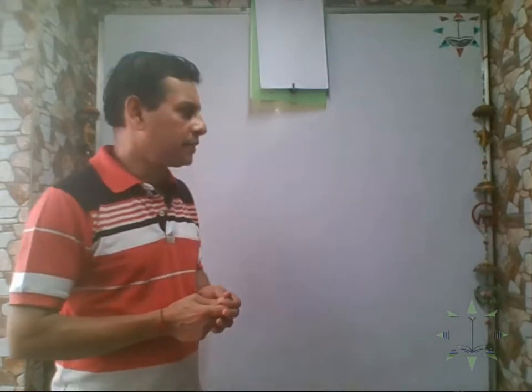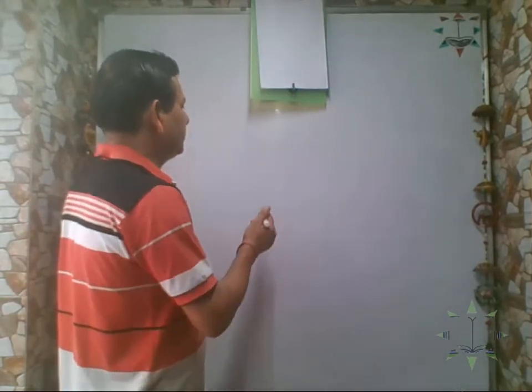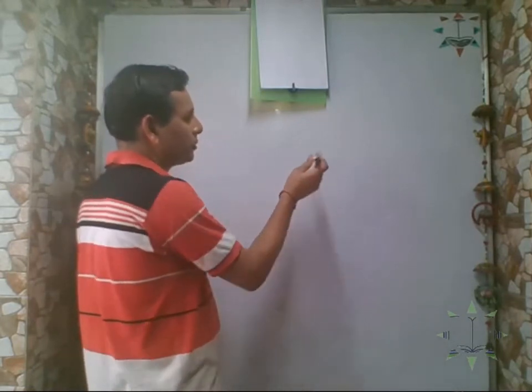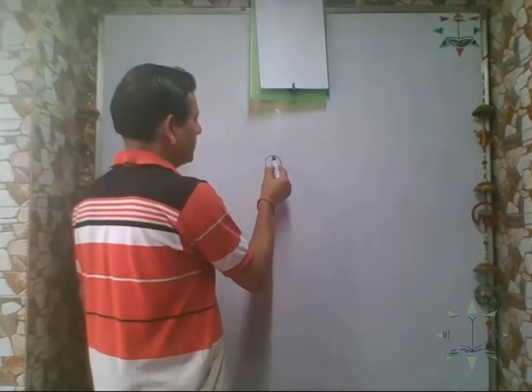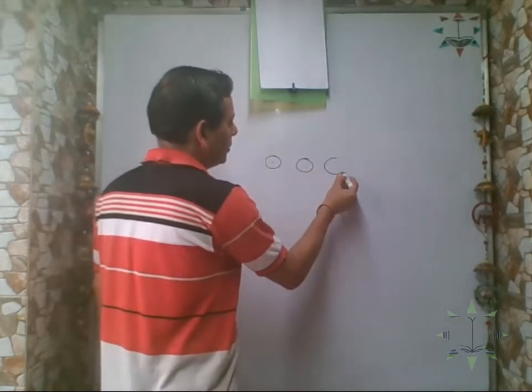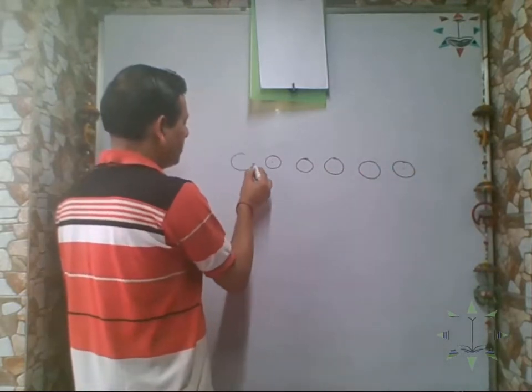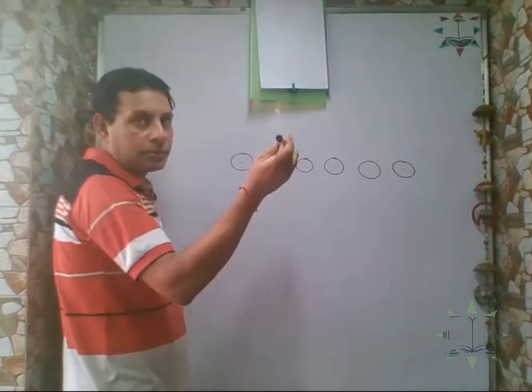So before starting the cyclotron, we must know what happens to a charged particle when it enters a magnetic field, how the magnetic field impacts the motion of a charged particle. Let us study this part first. Suppose we have a magnetic field which is perpendicular to the board and towards the observer.